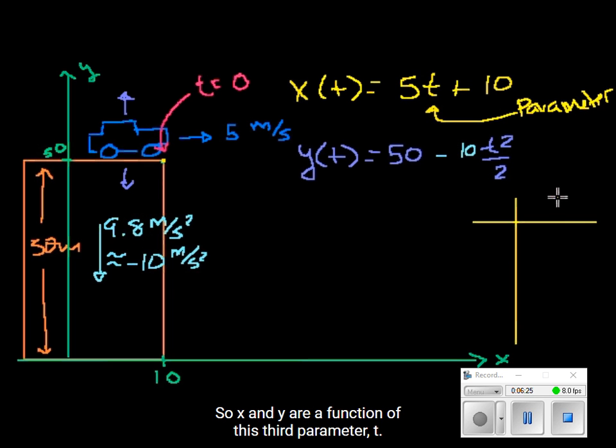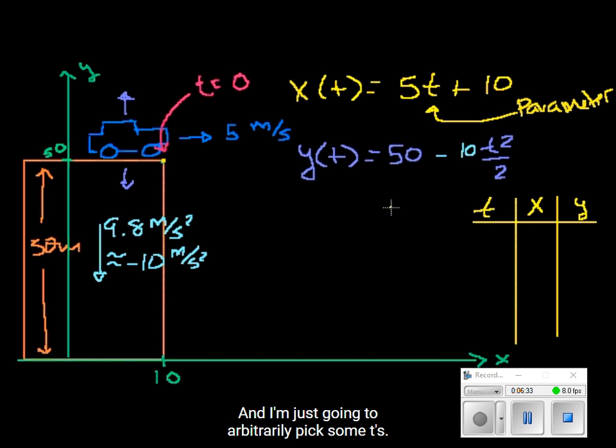x and y are functions of this third parameter, t. So we're going to set t as different values and figure out what x and y are equal to. I'm just going to arbitrarily think of t equal to 0, 1, 2, and 3. If t is equal to 0, what is x? x of 0 is 10 meters.